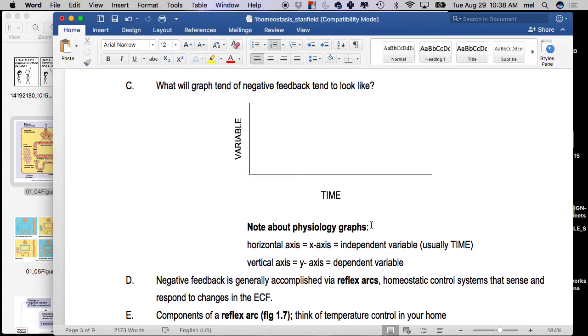So I want to talk about what negative feedback looks like over time. So a negative feedback graph, what it tends to do is, let's say you knew, you don't generally, but let's say you knew that your ideal body temperature was 98.6. You know that we're not all 98.6.